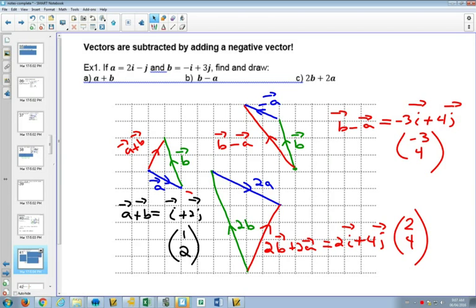So for example, in the first one, A plus B, A is 2i minus j, so it's 2 in the x direction minus 1 in the y direction. So this blue vector here is our vector A. Then once we get to the end of A, B is minus 1 in the x direction, 3 up. So this green vector is the vector B. And if you started from A and went to B, you would be going 1 over and 2 up.